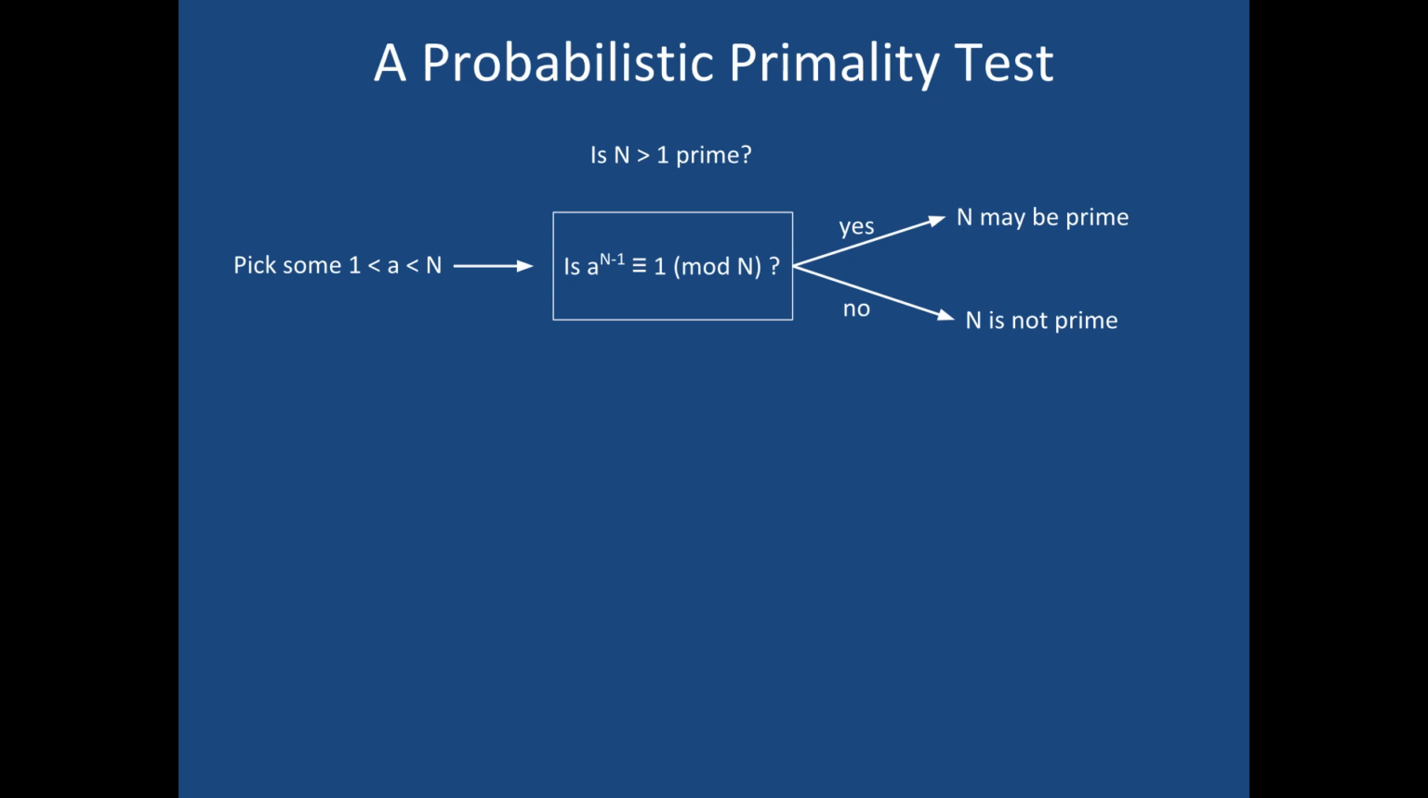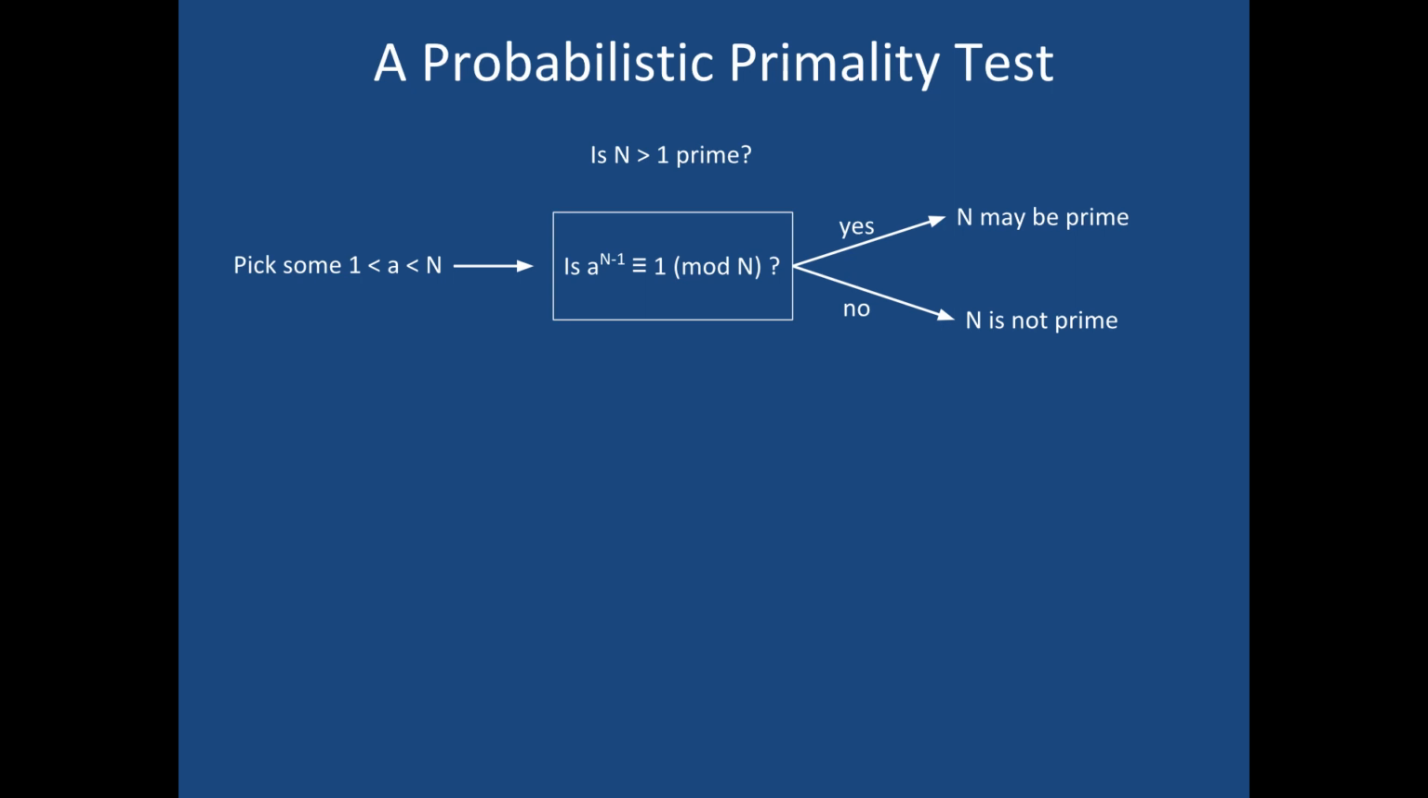That's the key question. So let me just give you an answer. Suppose I told you that if you choose a random number and you do this test, and the composite number says it may be prime, the probability of that happening is no more than 50-50. So it won't fool the test more than half the time. Does that suggest a way to test for primality?